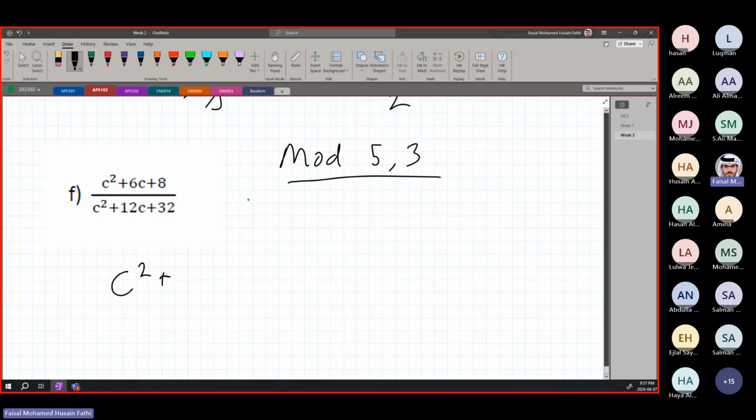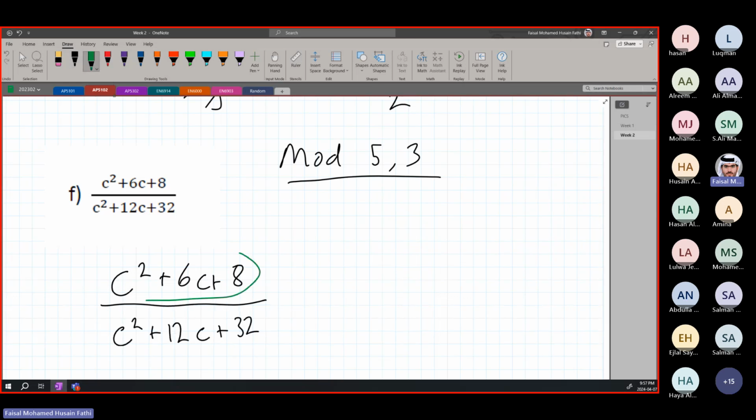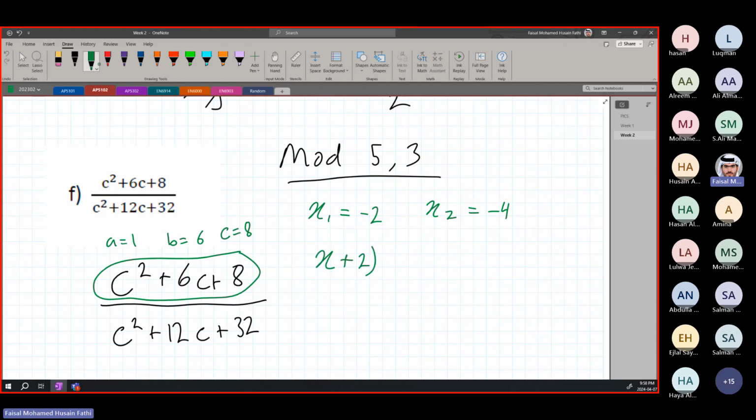So we have c squared plus 6c plus 8 divided by c squared plus 12c plus 32. And then for the first part, our a is equal to 1, our b is equal to 6, and our c is equal to 8. So mod 5.3, 1, 6, 8. You're going to get x1 to be minus 2 and x2 to be minus 4. So x plus 2, remember, it's going to be the opposite sign, times x plus 4. This is your first factorization.